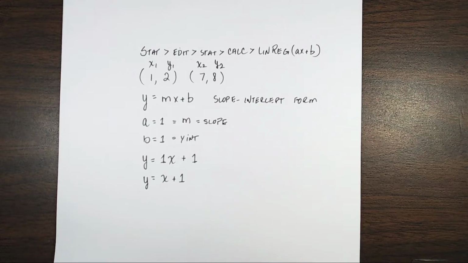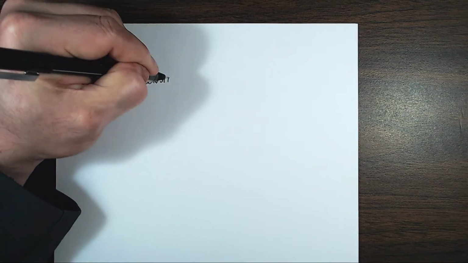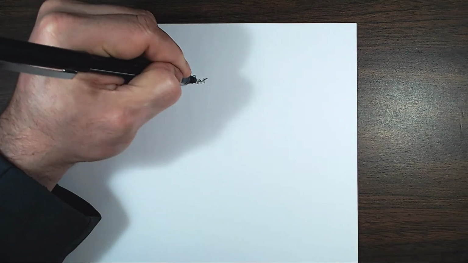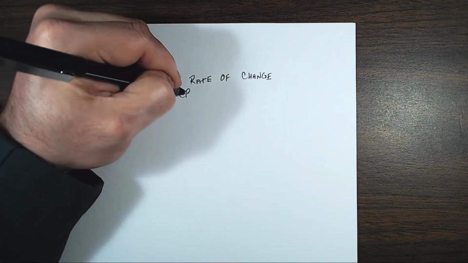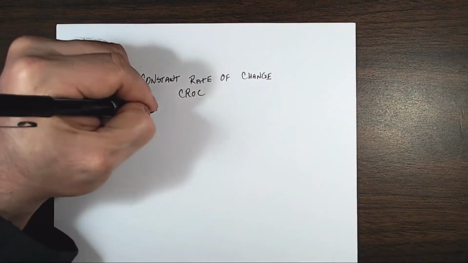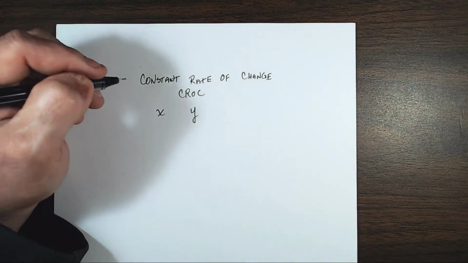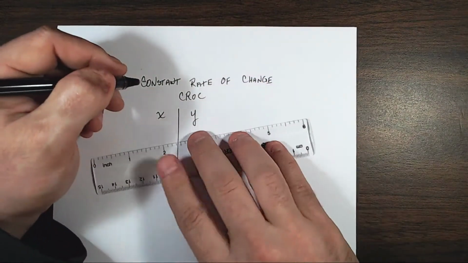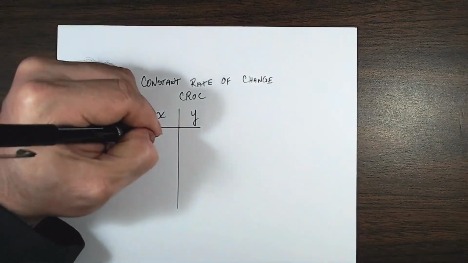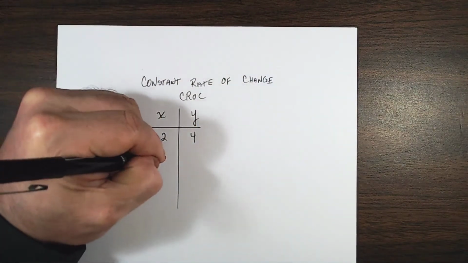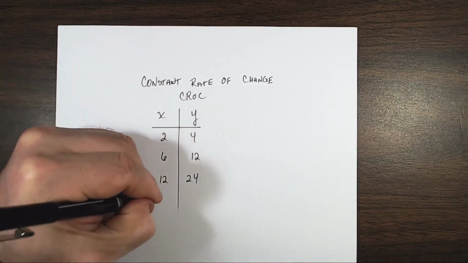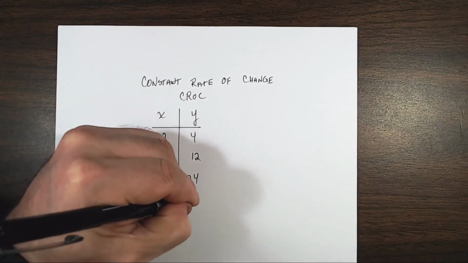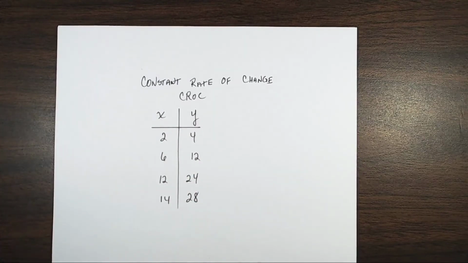All right, moving right along. Constant rate of change, or CROC. In this case, you're given an x and y table, right? Imagine you're given this table, and here's 2, 4, 6, 12, 12, 24, and 14, 28. How do I know what the constant rate of change is?